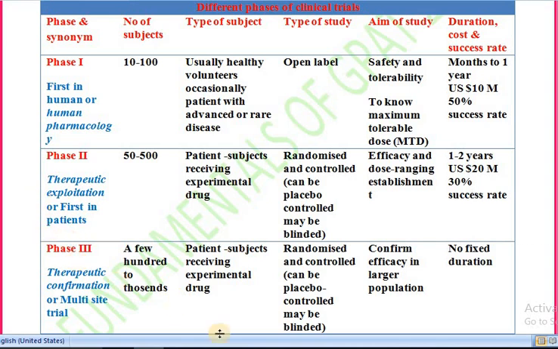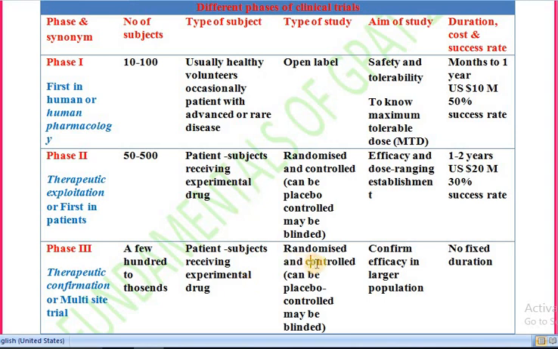Then phase 3 of clinical trial. Phase 3 of clinical trial is also known as therapeutic confirmation. It is known as therapeutic confirmation phase or multi-site trial. So how many subjects are involved? Few hundred to thousand subjects are involved in this study. Type of subjects: patient, subject receiving the experimental drug, same as that phase second.